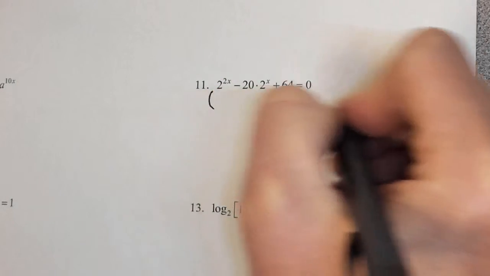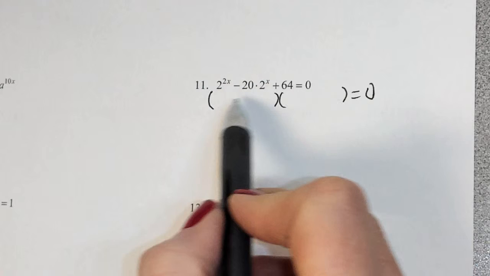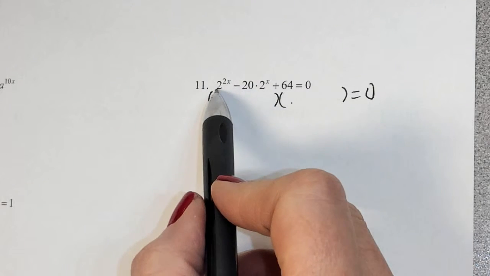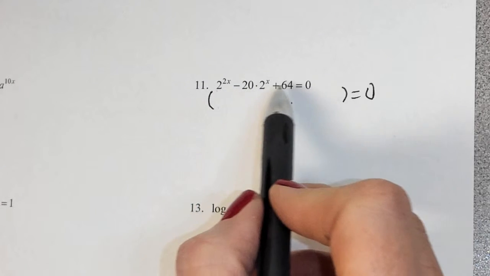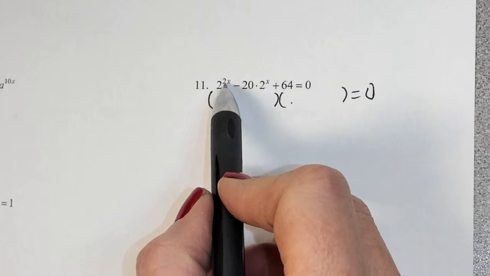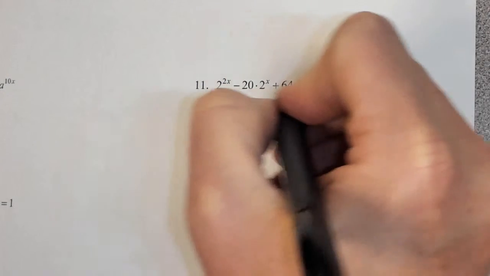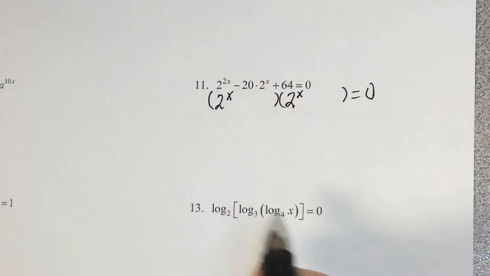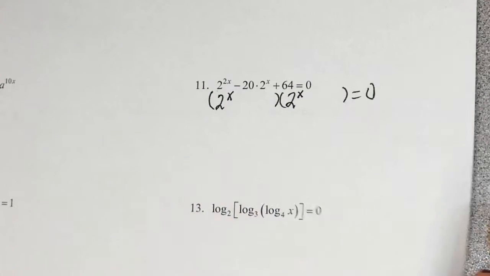On a problem like this, I'll get you started on the very first step only. We have to think what times what. This is a trinomial. I'm trying to factor it. What times what would give me 2 to the 2x? 2 to the x. So I'd have to do 2 to the x times 2 to the x. I'm going to stop there with it. You can figure out the rest.